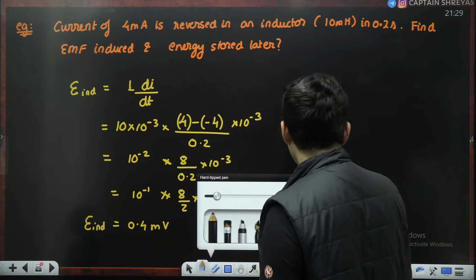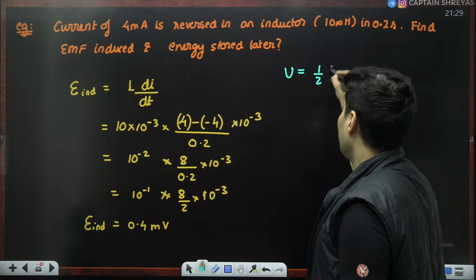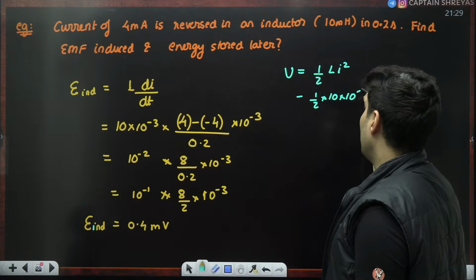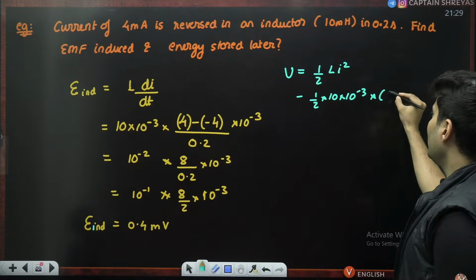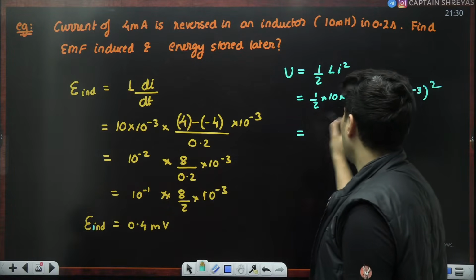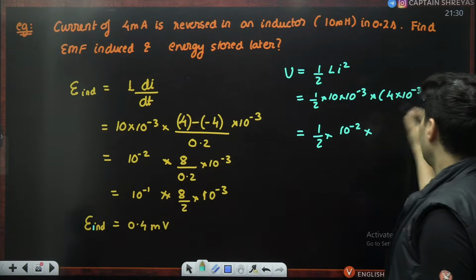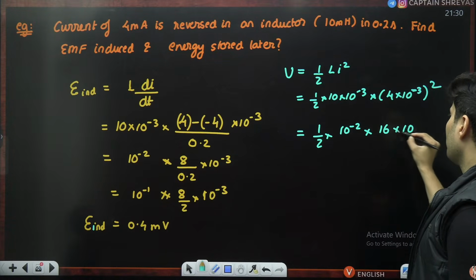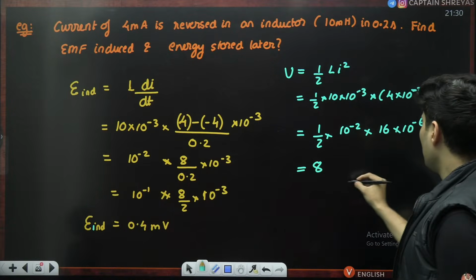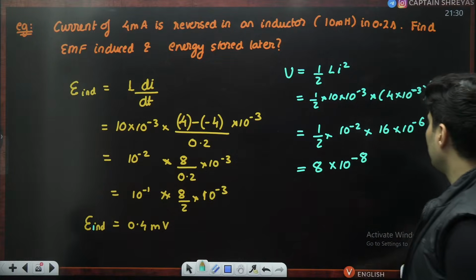How about finding the energy stored inside the inductor? The energy stored inside the inductor is half L I square. Inductance is 10 milli, so 10 to the power minus 3. Current 4 milli, so 4 into 10 to the power minus 3, whole square. Okay, let's see what happens. This will become half, 10 to the power minus 2, 4 square is 16, times 10 to the power minus 6. 16 by 2 is 8, and minus 2 minus 6 makes minus 8, I believe, yes.